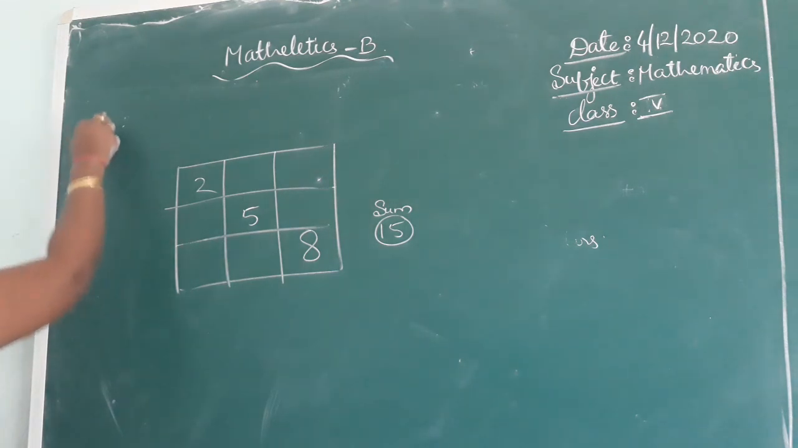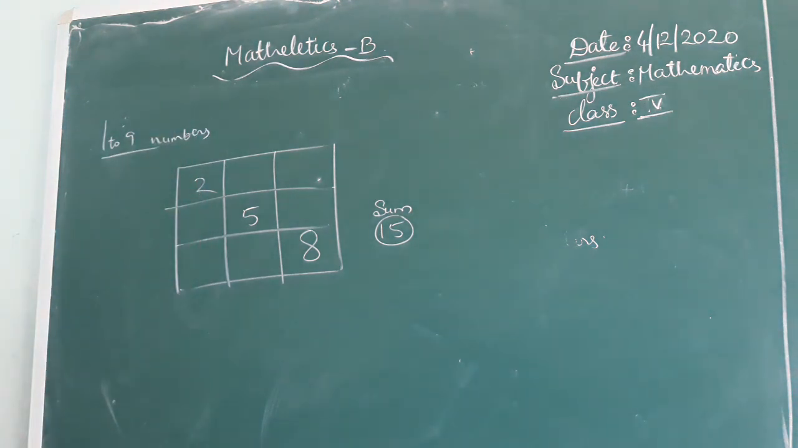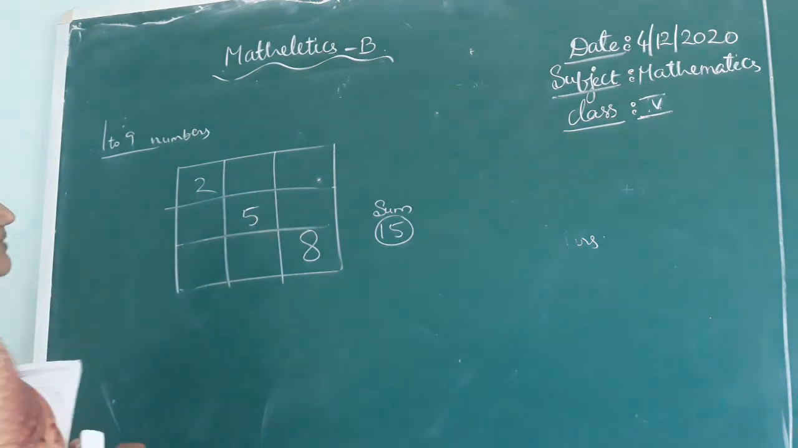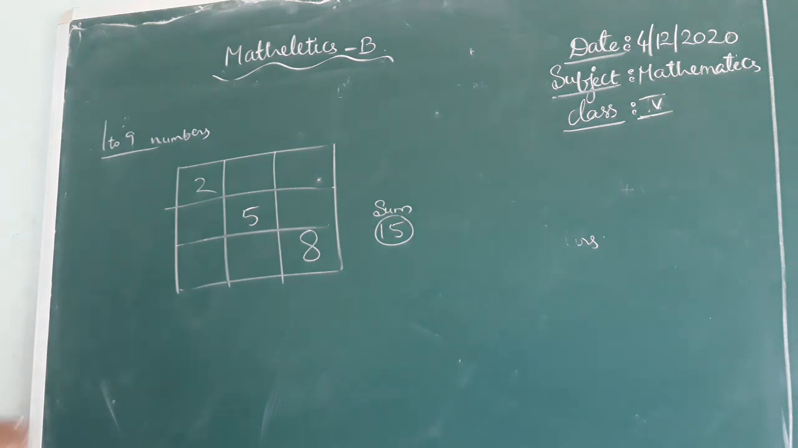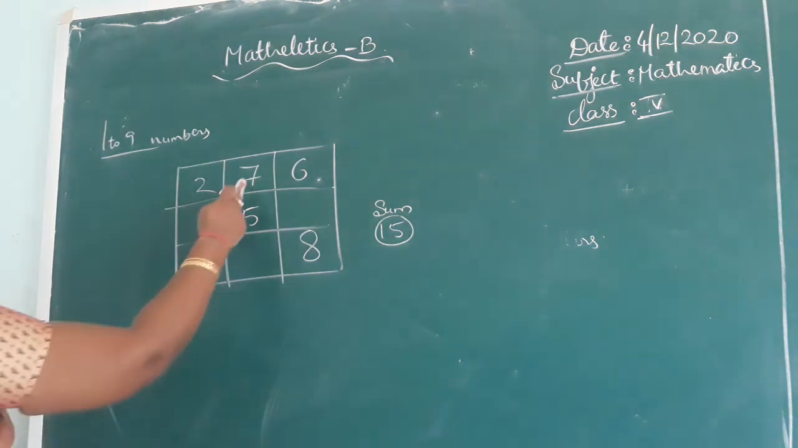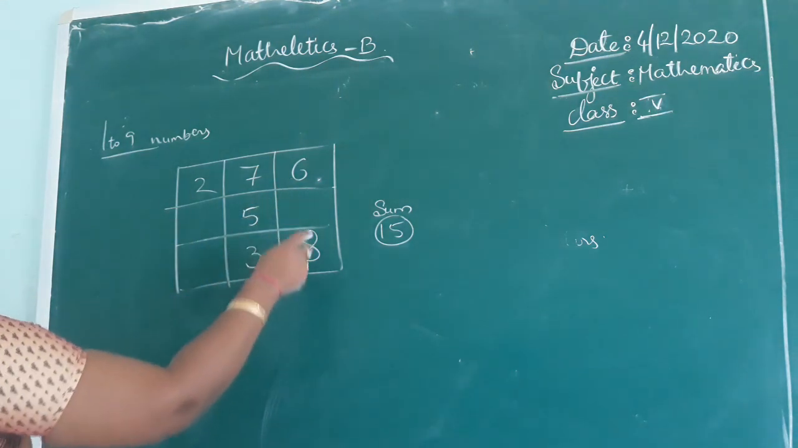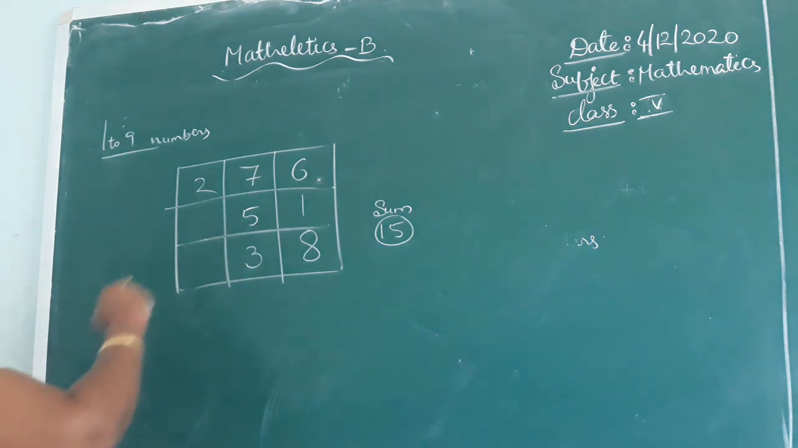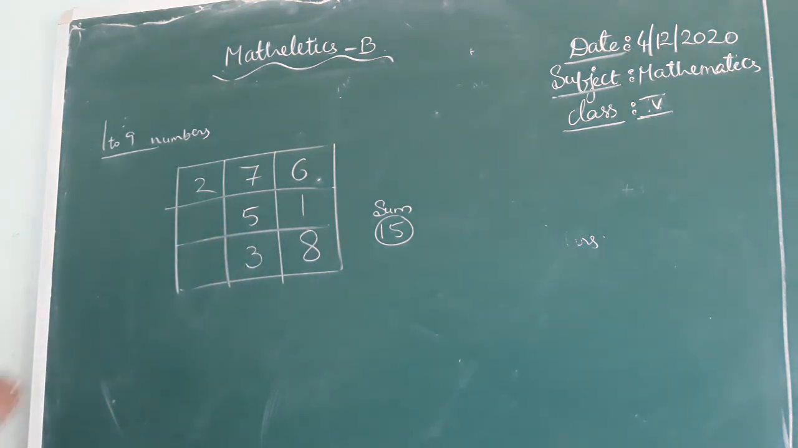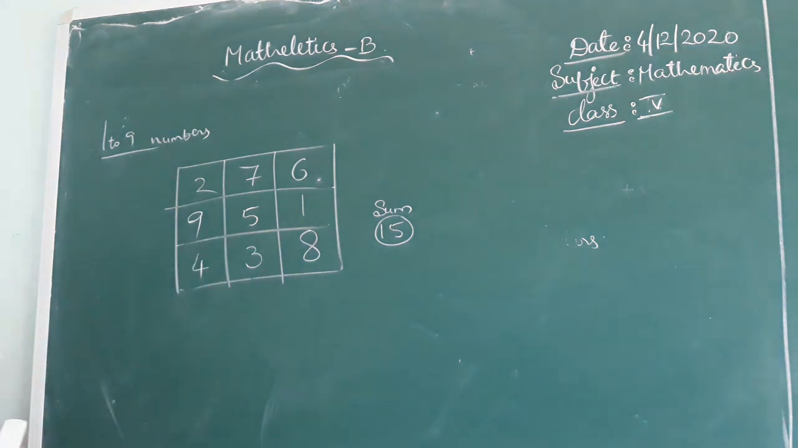What numbers do you have to use? You have to use the numbers 1 to 9. Choose any number. Here 2, now to get 13, 13 plus 2 is 15. If I place 7 and 6 here, if you observe, 7 plus 5, 12, 12 plus 3, 15. 6 plus 8, 14, 14 plus 1, 15. 5 plus 1, 6, 15 minus 6, 9. 8 plus 3, 13, 13 plus 4, 15. Now no number is repeated in this completed square.